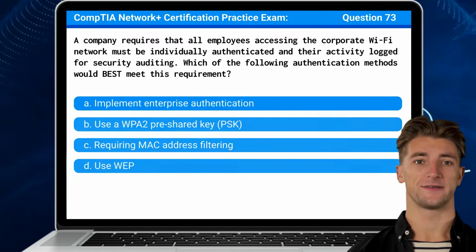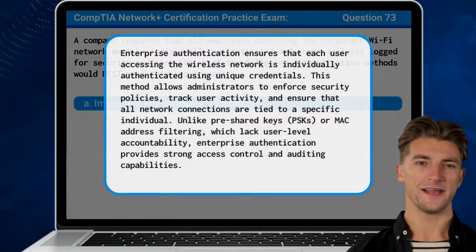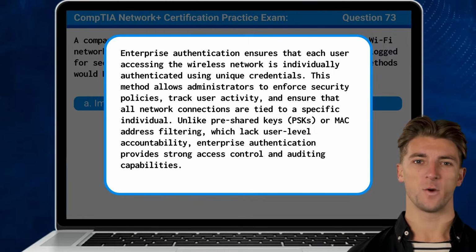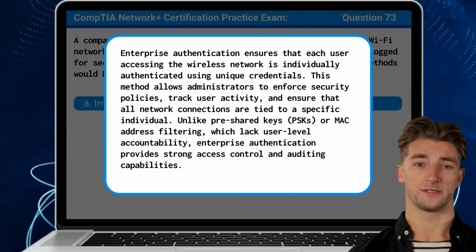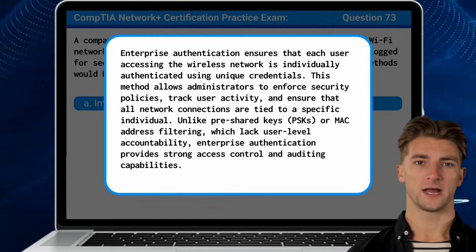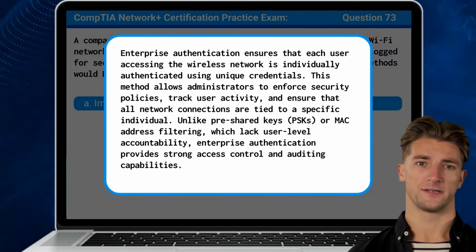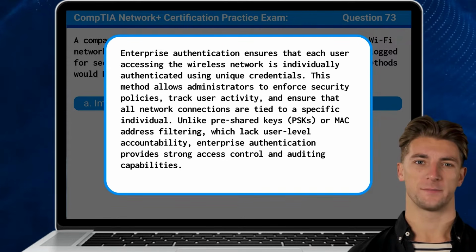The answer is A. Implement enterprise authentication. Enterprise authentication ensures that each user accessing the wireless network is individually authenticated using unique credentials. This method allows administrators to enforce security policies, track user activity, and ensure that all network connections are tied to a specific individual. Unlike pre-shared keys or MAC address filtering, which lack user-level accountability, enterprise authentication provides strong access control and auditing capabilities.